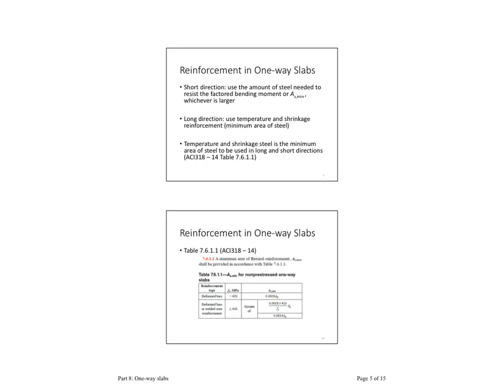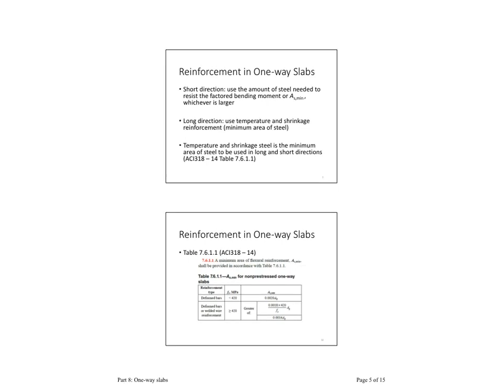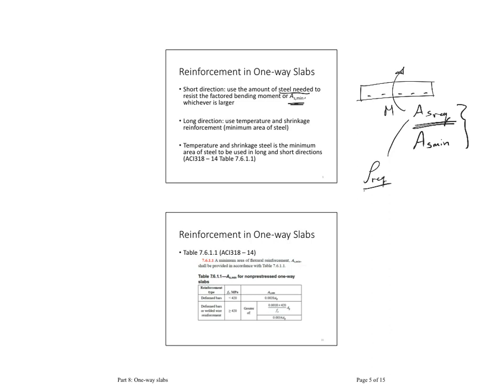Reinforcement in the one-way slabs. In the short direction, we will use moment. So in the short direction, I have some moment. That moment will give me some area steel required. I need to compare this area steel required with area steel minimum and take the larger of them. So this is my main reinforcement. My main reinforcement will be the larger of needed steel and minimum steel. This is required coming from the rho required equation, the same equation we had before.